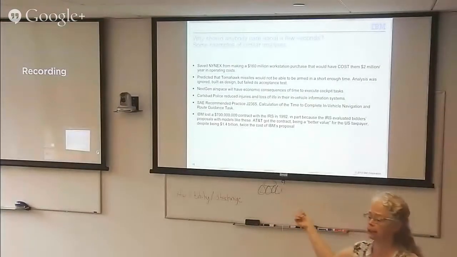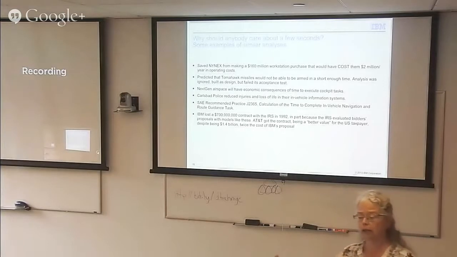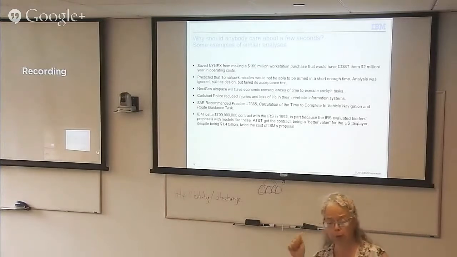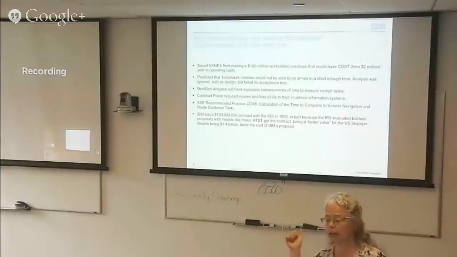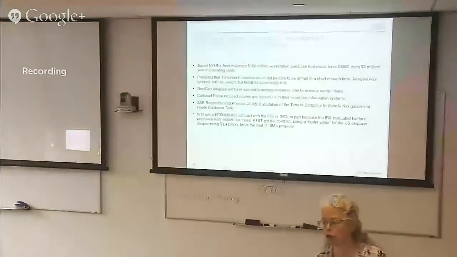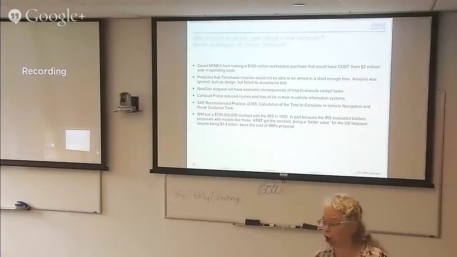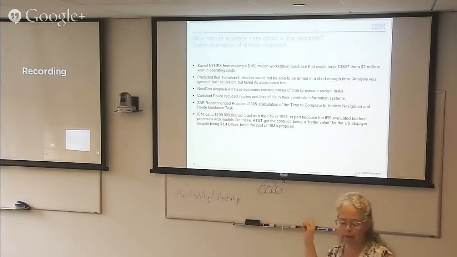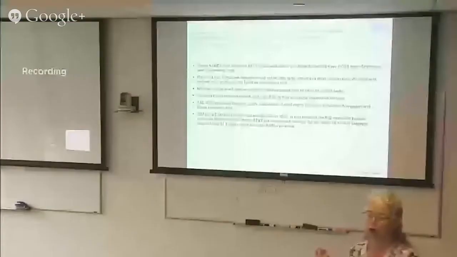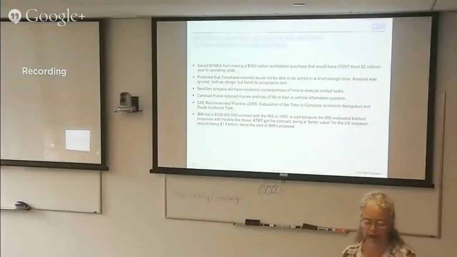Carlsbad Police did these sorts of analyses on their in-vehicle information system, because people have to take their eyes off the road to use this. Their police officers have to do this, and they credit it with saving lives. They reduced the number of accidents of the police officers who were driving to a call trying to get information on their information device. Okay. The SAE, which is the Society of Automotive Engineers, makes this a recommended practice for designing in-vehicle information systems.